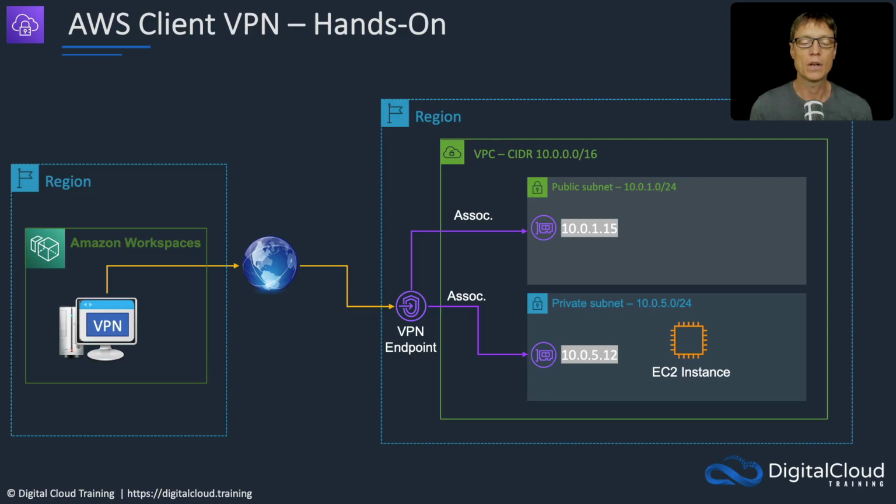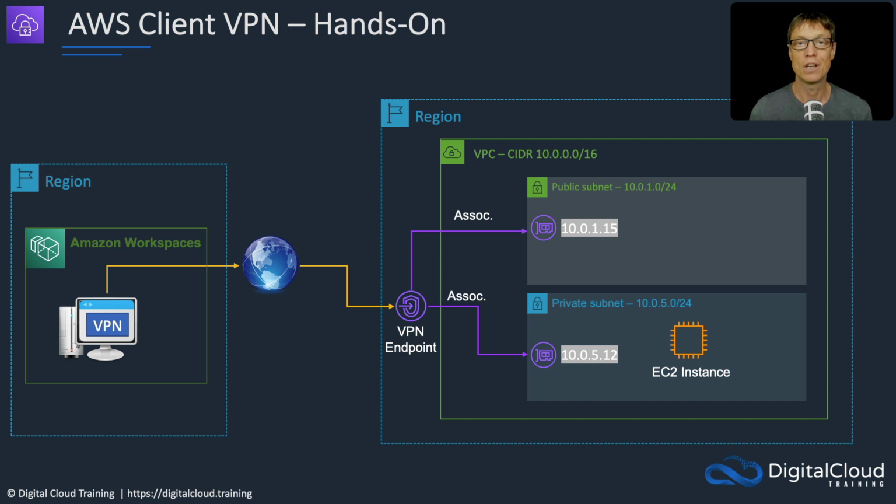So this is what we're going to do. Now, on the left here, you can see I'm using Amazon WorkSpaces in one region, and then I'm setting up a VPN endpoint in a different region. Now, the reason I wanted to do this and use WorkSpaces is just to provide some instructions that are the same for everyone. So it doesn't matter if you're on Mac, if you're on Linux, or if you're on Windows, you can use WorkSpaces and follow along.